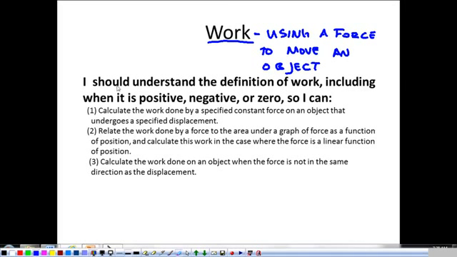So, today we are going to understand this definition of work, including when it's positive, negative, and zero, so that we can calculate work. We can calculate work from a constant force. We can use a graph to find out work. And then we can calculate work done on an object when we're applying forces at weird and different angles.